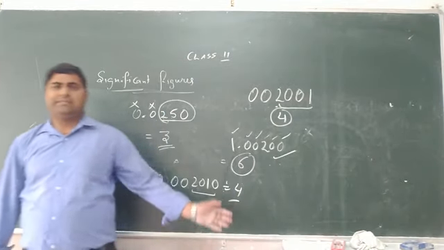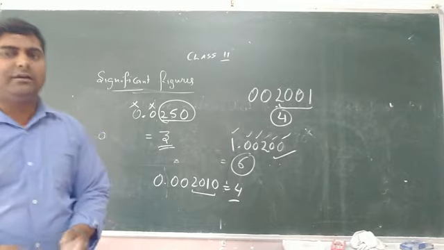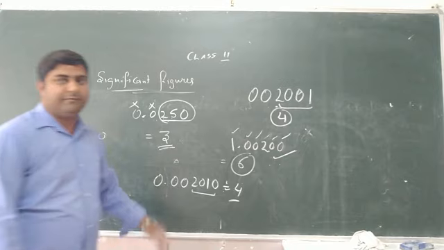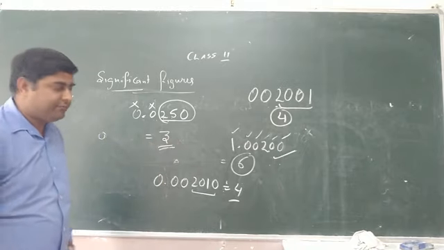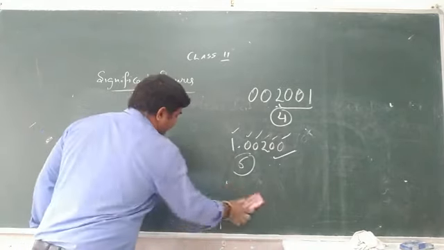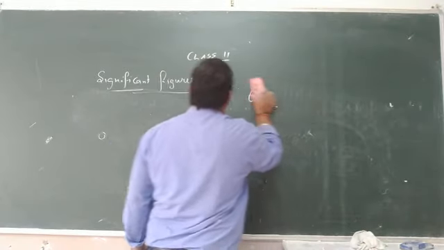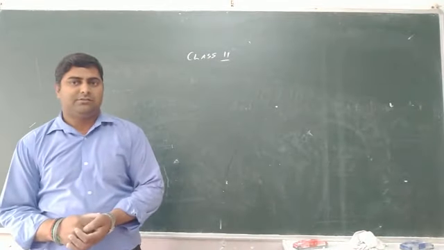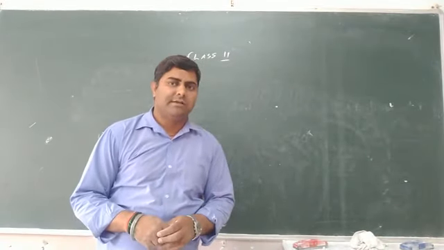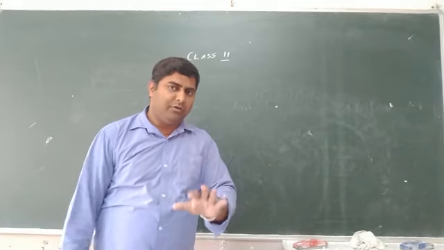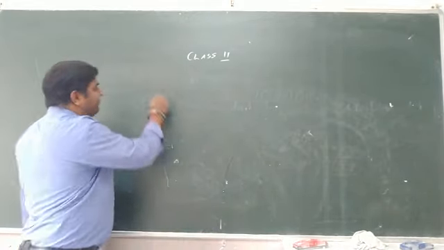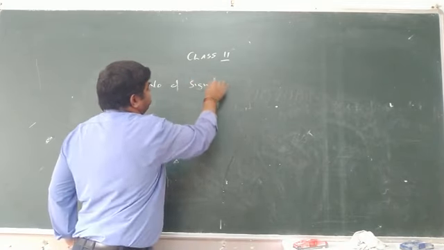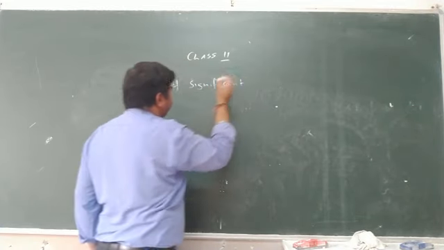So these are a few rules to find the significant figures. So we have seen how to find the significant figures. Now, when we do addition or multiplication of numbers in significant figures, there are also some rules which we have to follow. Before doing that, let us revise again. Find the number of significant figures in the given numbers.